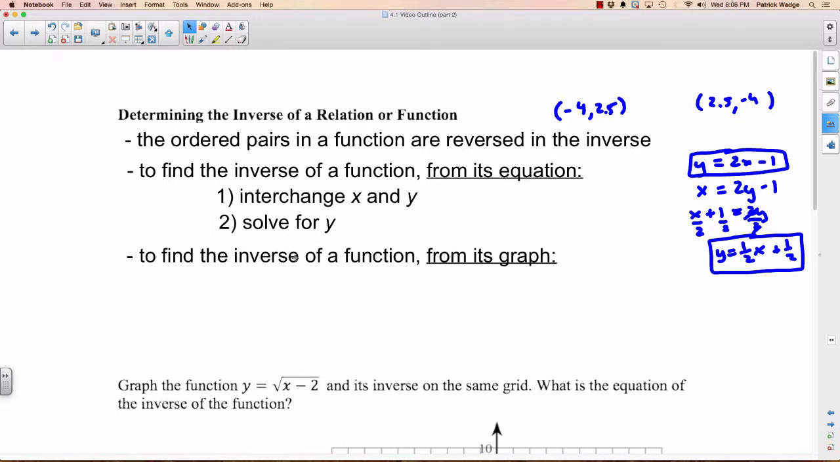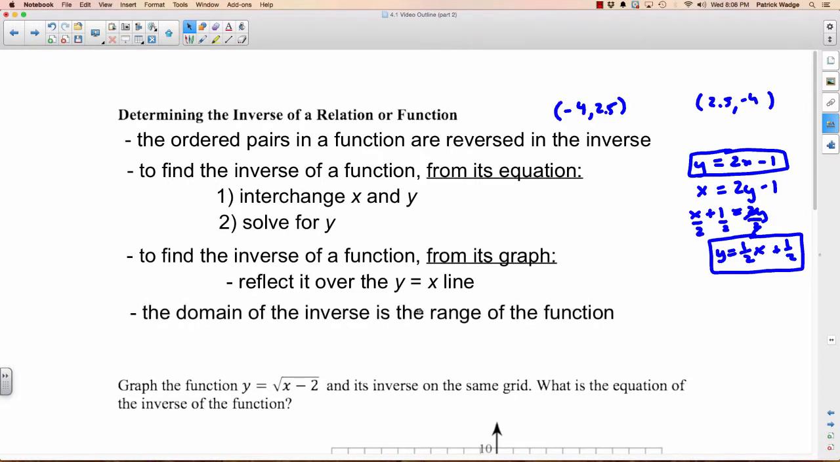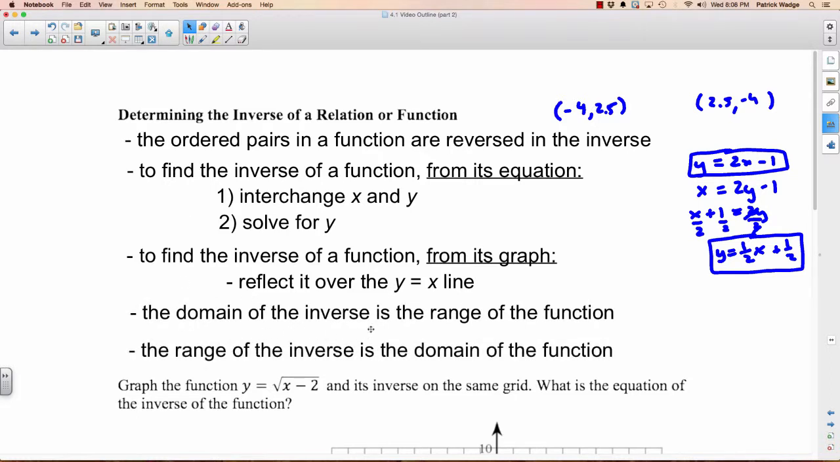To find the inverse of a function from its graph, remember, once you've graphed something, if you want to get the inverse, what you can do is flip it or reflect it over the y equals x line. And finally, the domain of the inverse is the range of the function, and the range of the inverse is the domain of the function. Those are all the things that we need to be aware of when it comes to inverses.